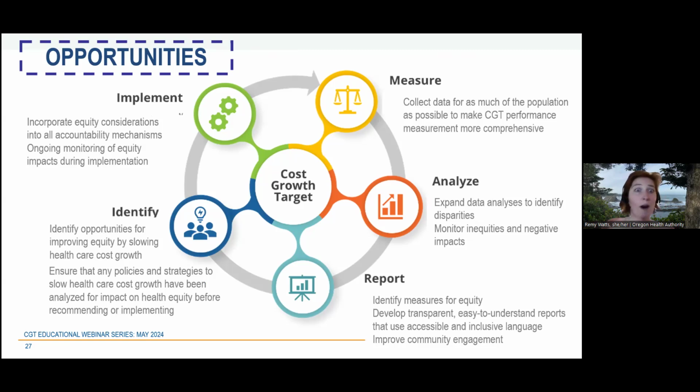So when we're thinking about where we are in the cost growth target program cycle, how do we take these strategies and implement them and operationalize them? How do we make sure that we are incorporating all equity considerations into all accountability mechanisms? Like I said, we just had a really great example happen with the rulemaking, and I have full trust in my colleagues that they're going to continue doing that equity building and accountability work. But how can we, as the Cost Growth Target Advisory Committee, support that work? How can we be thought partners in how to create all of those equity strategies?